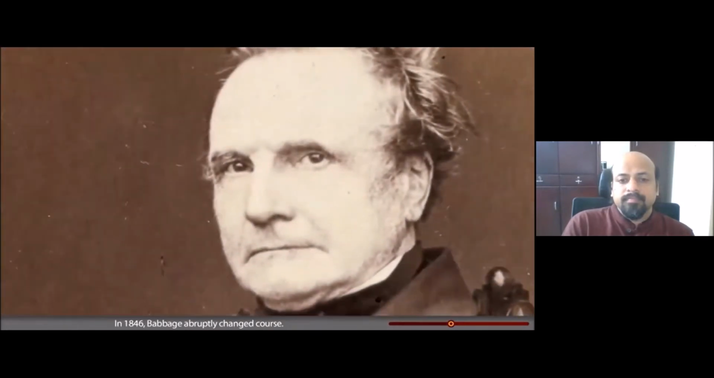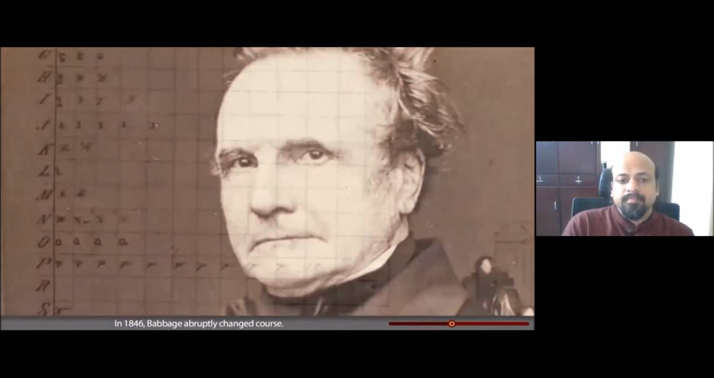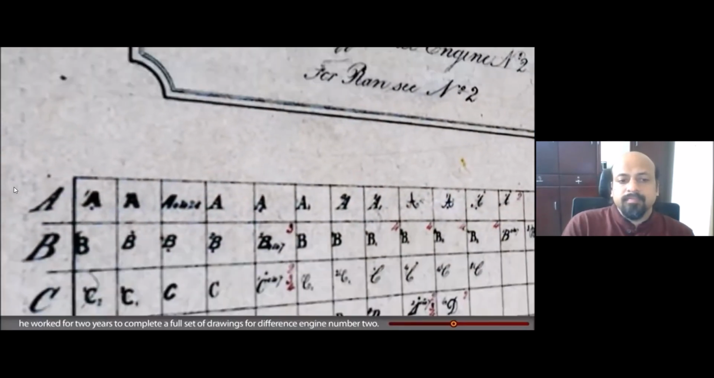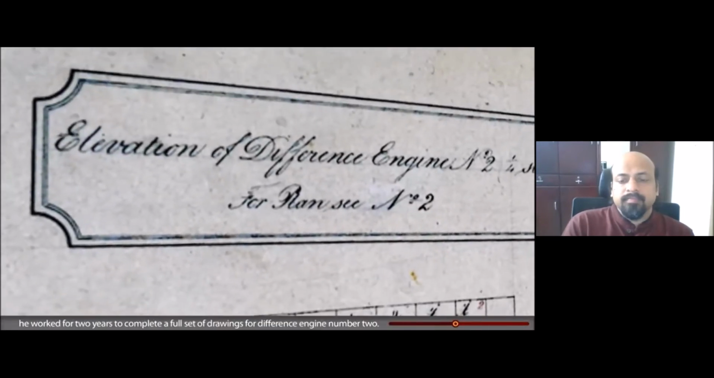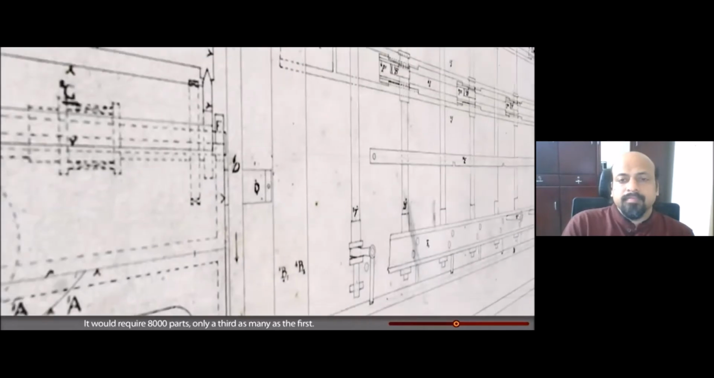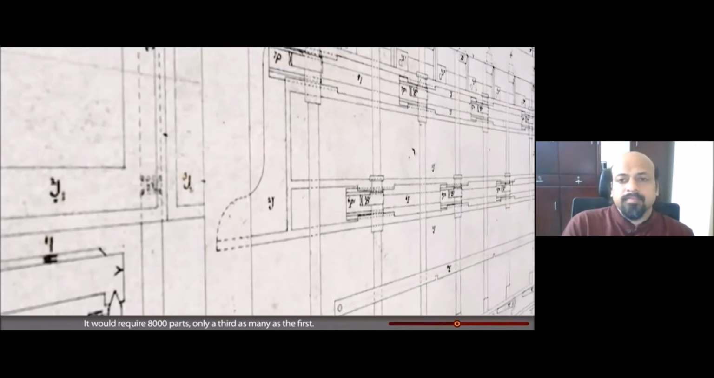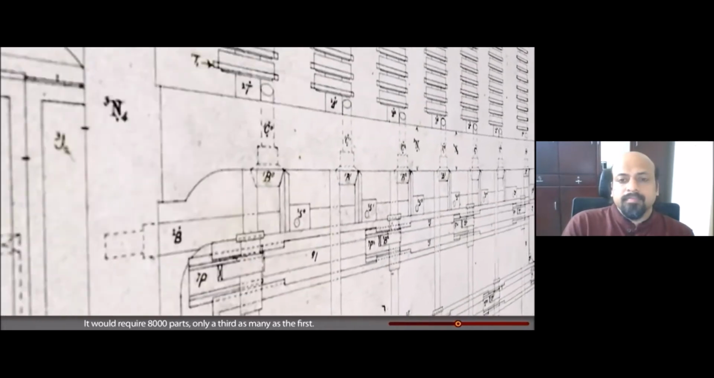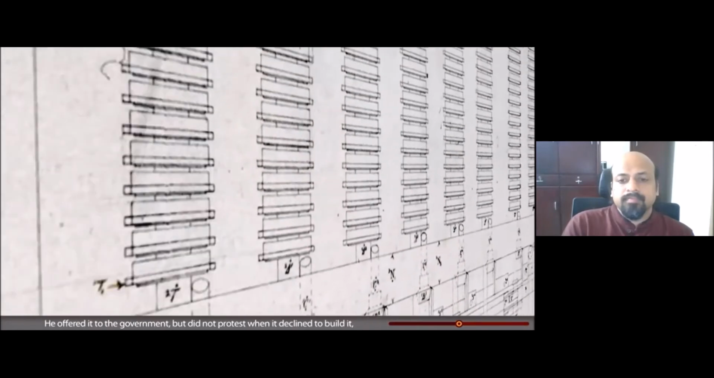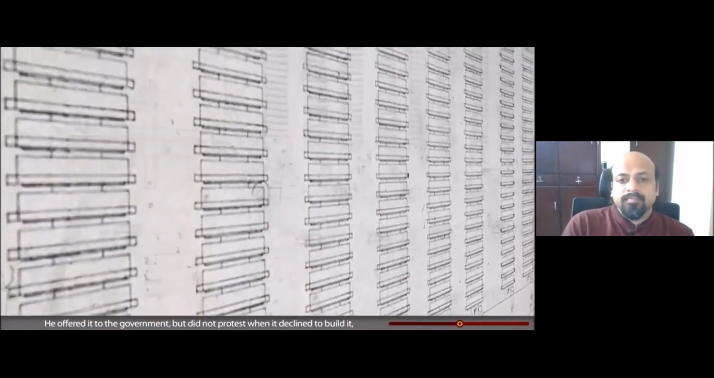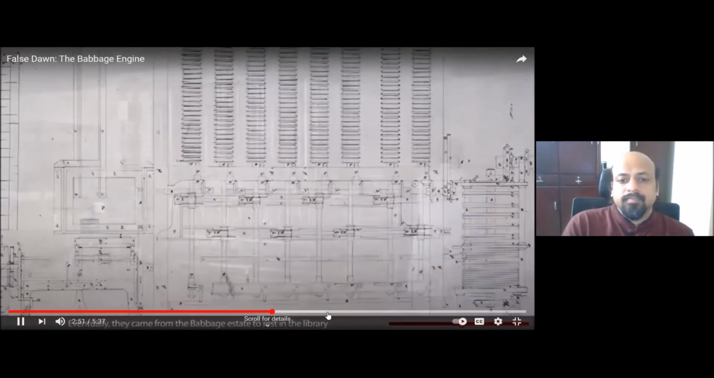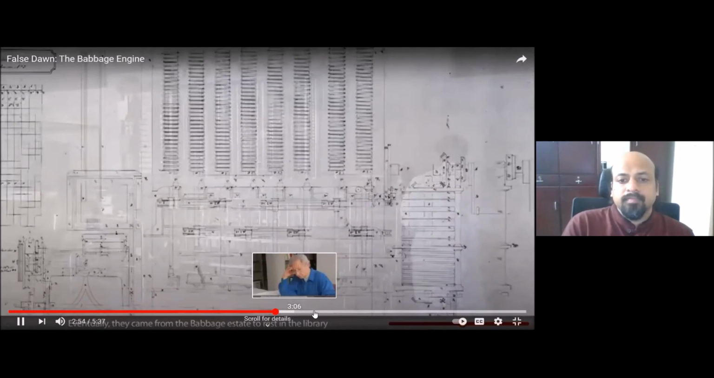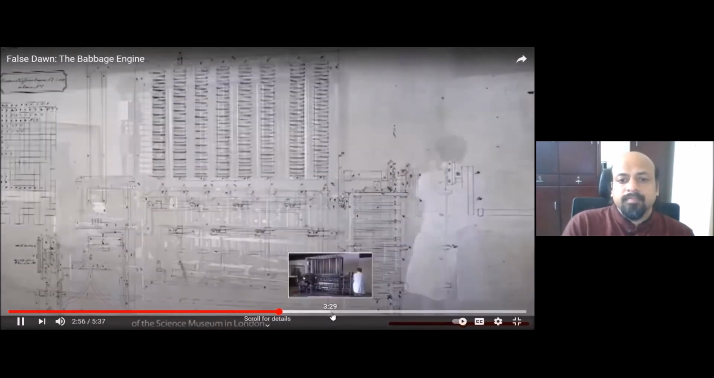In 1846, Babbage abruptly changed course. As if determined to make good on an old obligation, he worked for 2 years to complete a full set of drawings for difference engine number 2. It would require 8,000 parts, only a third as many as the first. He offered it to the government, but did not protest when it declined to build it, and the drawings were carefully put away. Eventually, they came from the Babbage estate to rest in the library of the Science Museum in London.